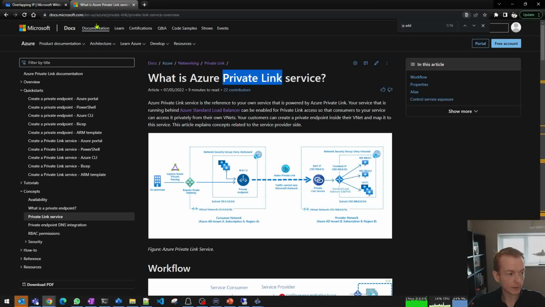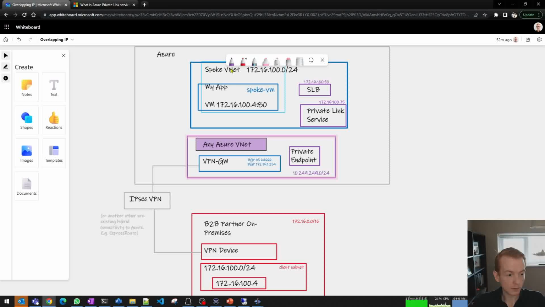So let's jump back to our diagram to show you how that's going to work. Okay, so we've still got our spoke VNet at the top, exposing the application that's hosted on Azure that needs to be consumed by another third party that happens to have an on-premises address space that overlaps with mine. That's the blue box here. I've configured a standard load balancer in front of my web server, and I've mapped that standard load balancer to a private link service. I'll show you what that looks like in the portal in a second.